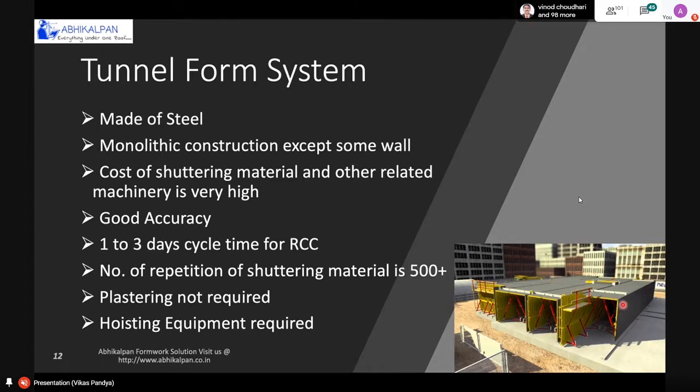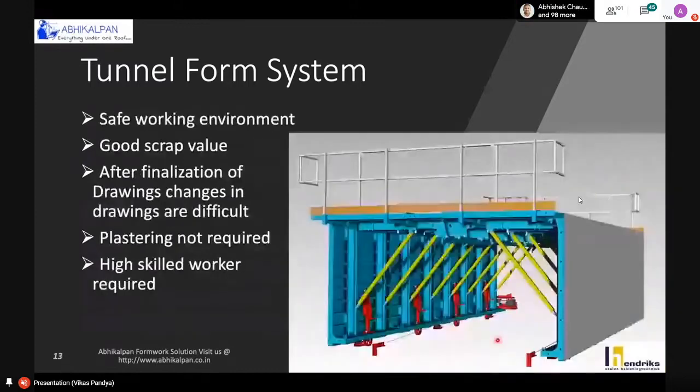Also, this system requires quite skilled labor on site, but a lesser number of labor definitely, because we only need to fix it once. After that, only the crane will do the work. As you can see in this picture, this formwork system comes with wheel balancing at the bottom of the formwork system. So after casting of one floor, we just need to remove the entire formwork system from that floor, and we'll go for the next floor.